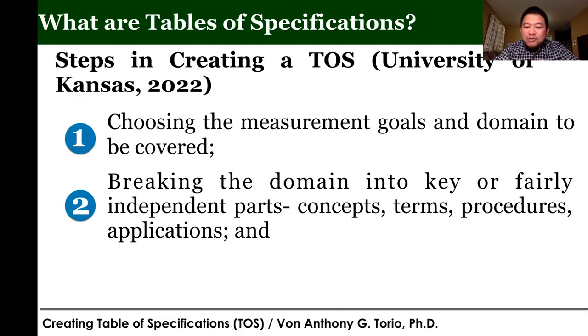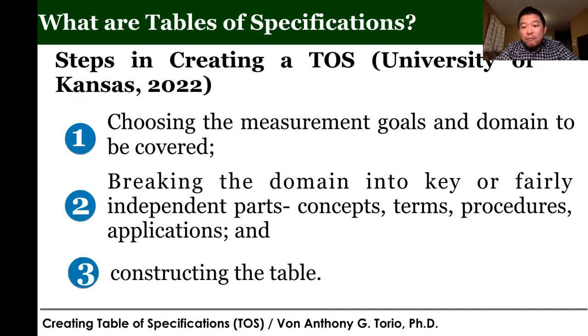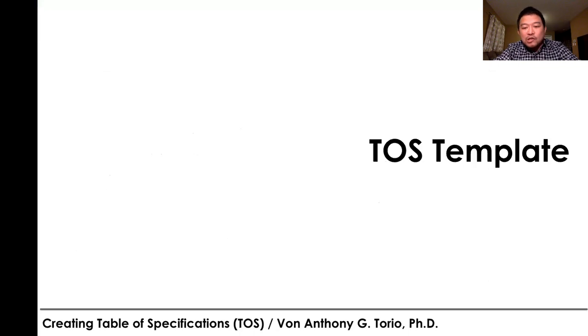The second one is to break the domain into key or fairly independent parts: concepts, terms, procedures, applications. And in this case, in our context in the Philippines, we can consider competencies, and we can also subtask and identify objectives that can be associated with the different topics. And then finally, we complete our table of specifications.